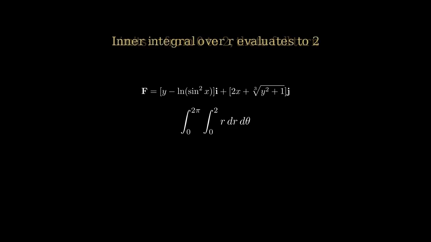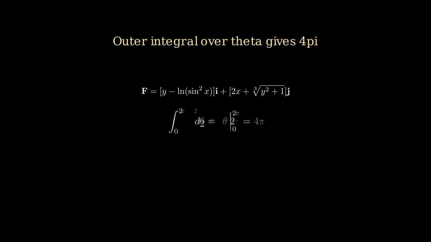Integrating the inner integral with respect to r, the integral of r dr equals r squared over 2. Plugging in the r limits, at r equals 2 we get 2 squared over 2, which is 2, and at r equals 0 we get 0, leaving just 2. The outer integral becomes the integral from 0 to 2 pi of 2 d theta, which integrates to 2 theta. Plugging in the theta limits, 2 times 2 pi minus 2 times 0 gives 4 pi.